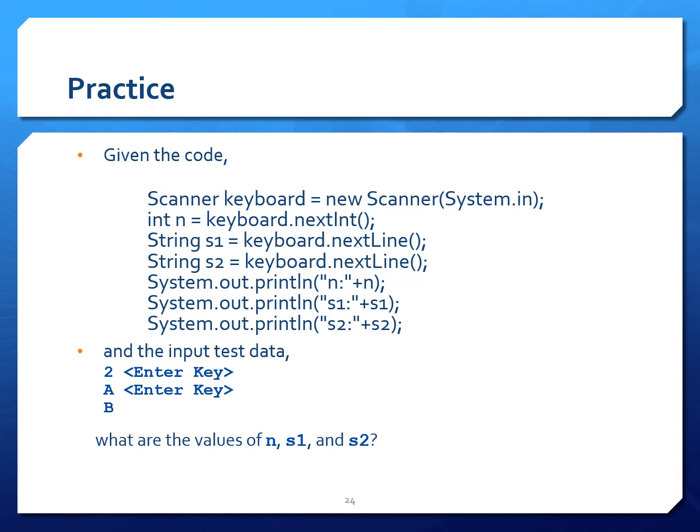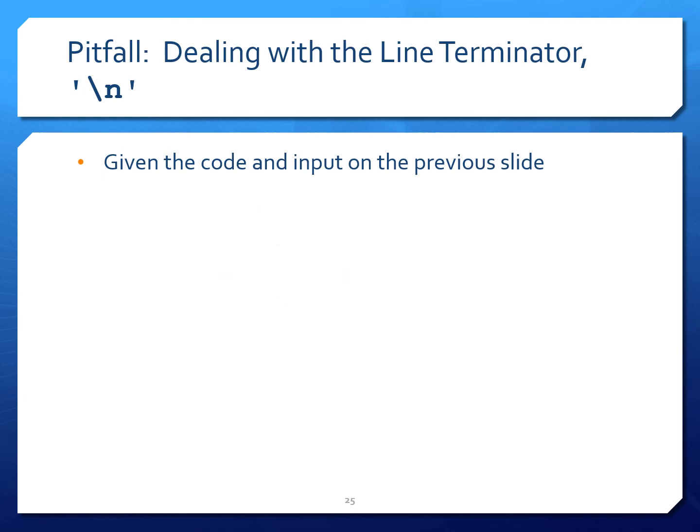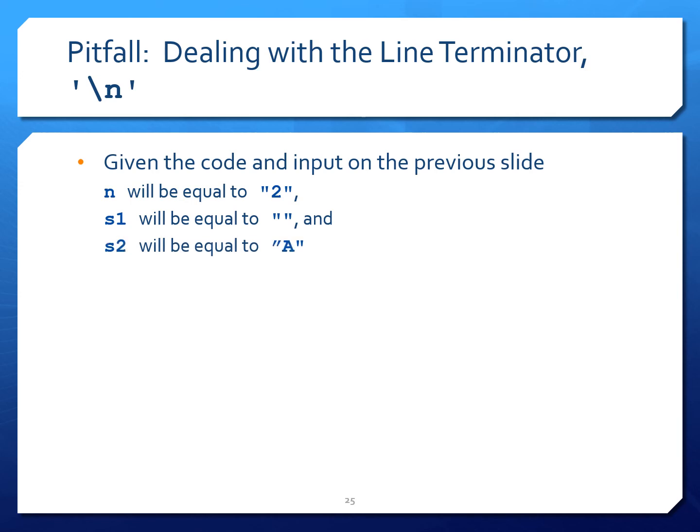Practice time. This practice combines the nextInt and nextLine methods in a program. Pause the video. Use the given input test data to test out the code. Observe the values of n, s1 and s2. You'll observe that n will be equal to 2, s1 will be empty, and s2 will be A. We cannot enter B because the program has ended.